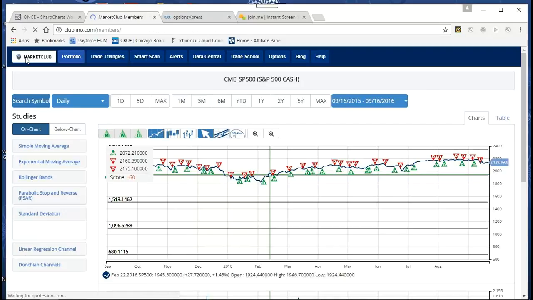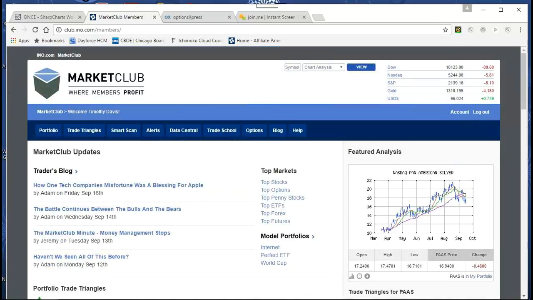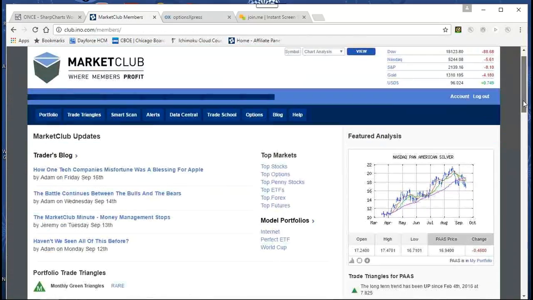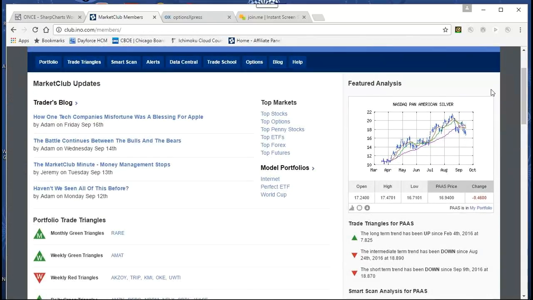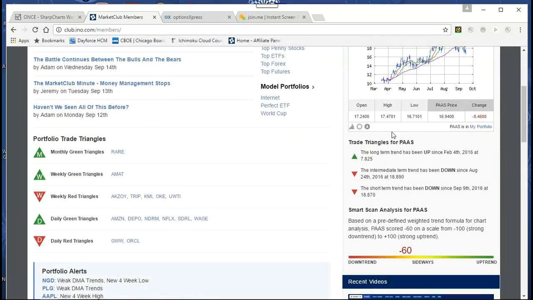One other thing I'm going to show you. What this also does is show you some weekly featured analysis or daily featured analysis. Right now they have a feature on American Silver. And over here, it gives you a breakdown of the analysis and what each one of these triangles mean. And it gives you a little smart scan of what you can expect.